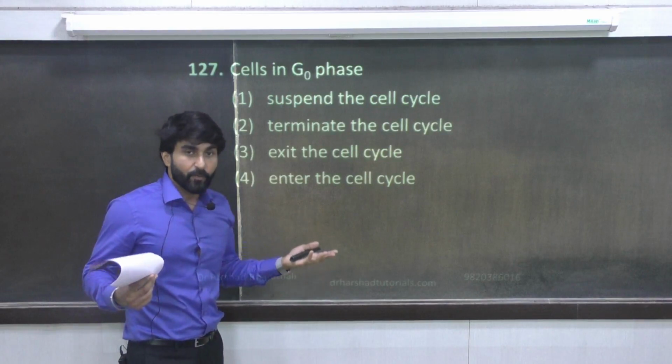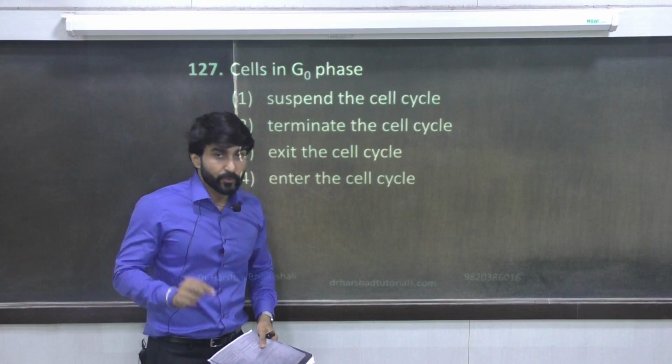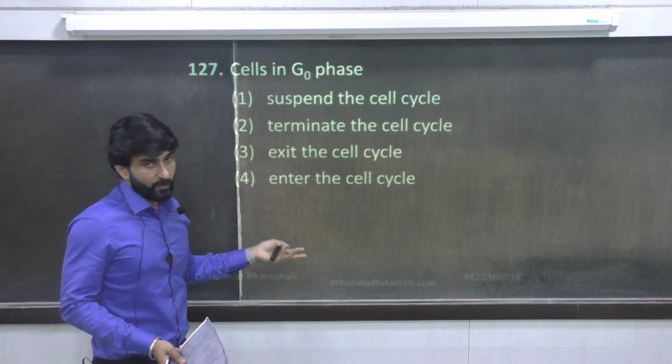Pretty straightforward question. We all know G0 is called the quiescent stage of the cell cycle, and during that the cell exits the cell cycle. So according to me, a straightforward question for question number 127, the answer would be exit the cell cycle.